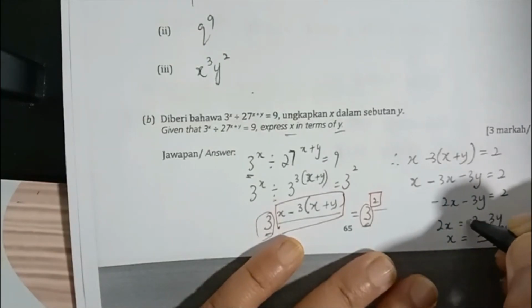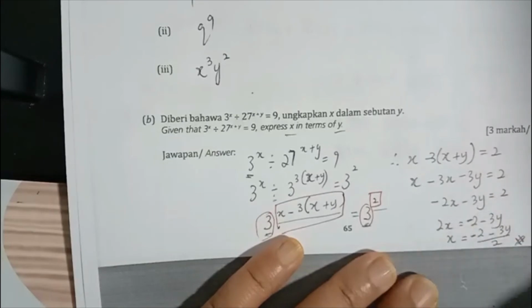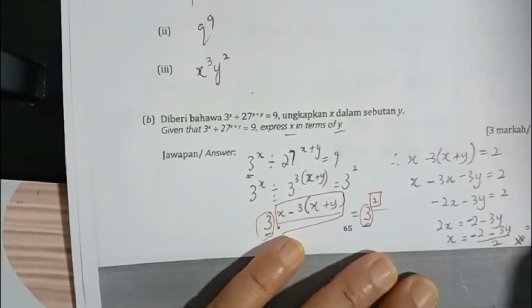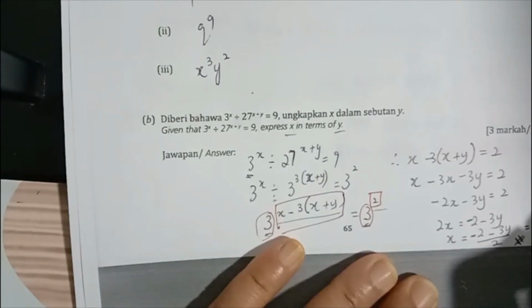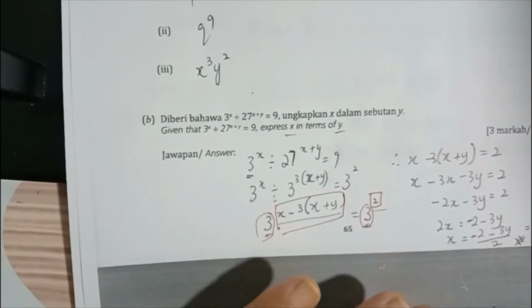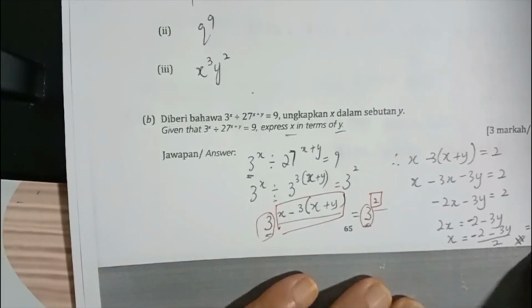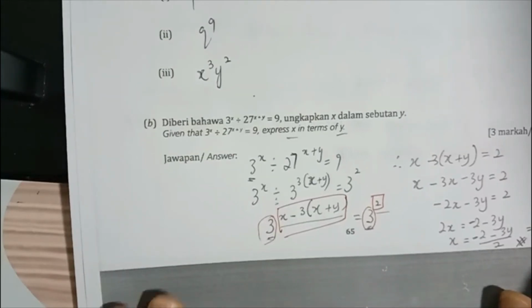Sorry, there is a negative sign here, because you bring the 2 to this side. So this is the answer. You will get, you can simplify it further, negative 3 over 2y minus 1. Okay, so this is the answer. So x equals negative 3 over 2y minus 1.